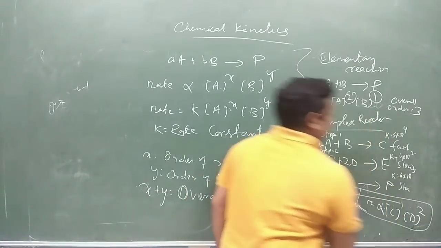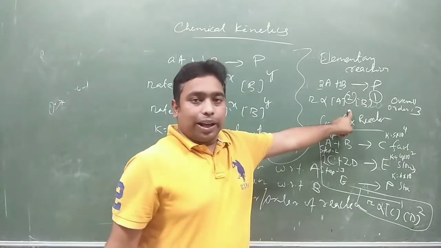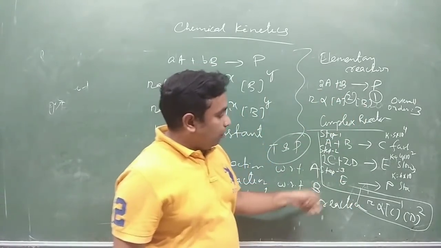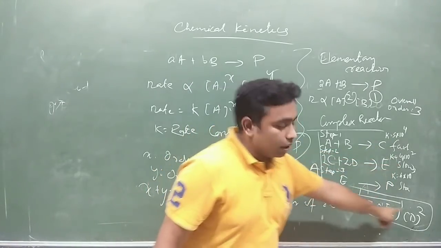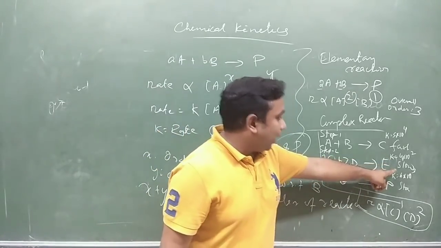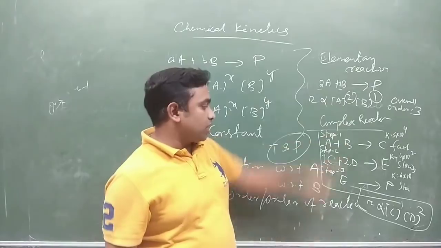Remember, for an elementary reaction we can write the rate law by looking at the single step itself, but if a complex reaction is given, then we have to write the rate law of its slow step. So we can write the rate law from the slow step of a complex reaction. But if it is an elementary reaction, from the reaction itself you can write.